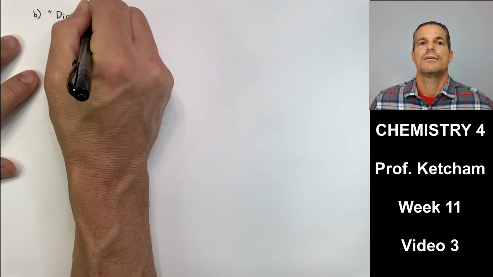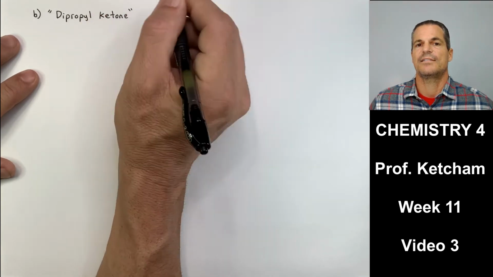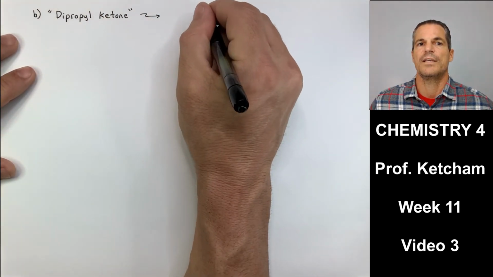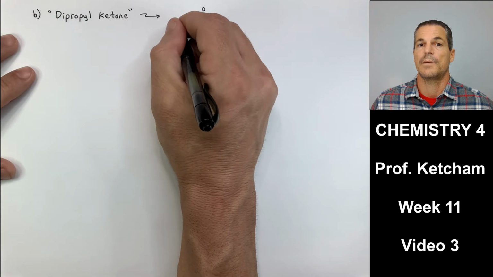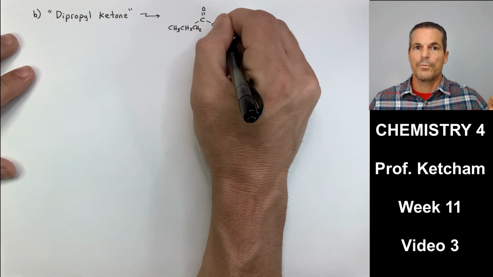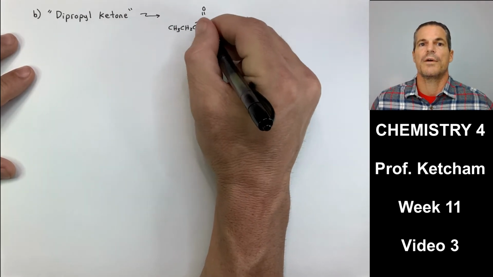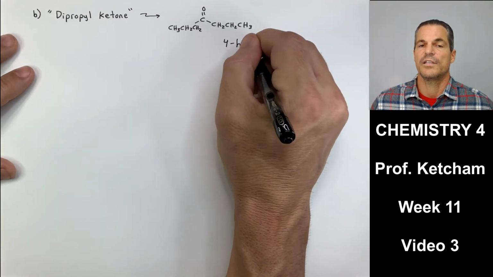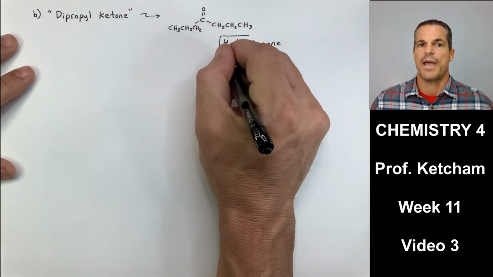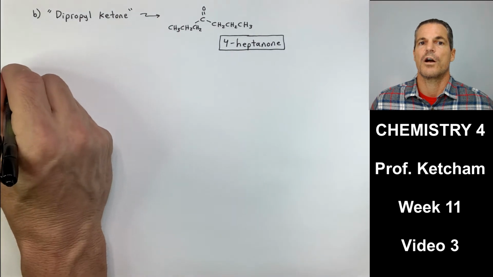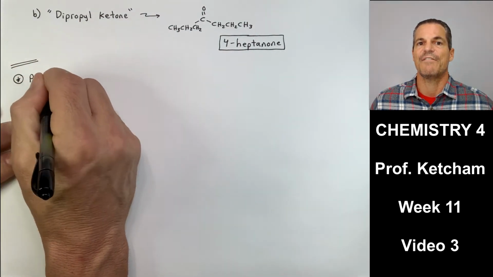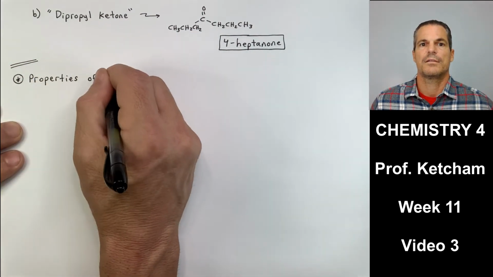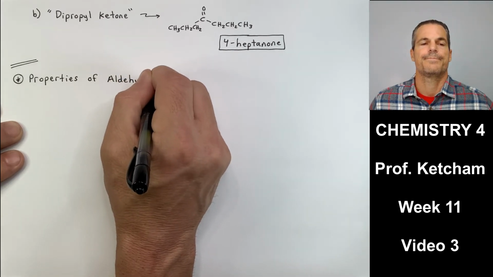All right, B. I put quotes around it because this is the common name, dipropyl ketone. So we draw our ketone, C double bond O, and then we have a propyl group on the left of it, propyl group on the right of it. If you look closely and then rename it with the IUPAC rules, the ketone's off of carbon 4, and it's 7 carbons long, which is hept. This is 4-heptanone. All right?